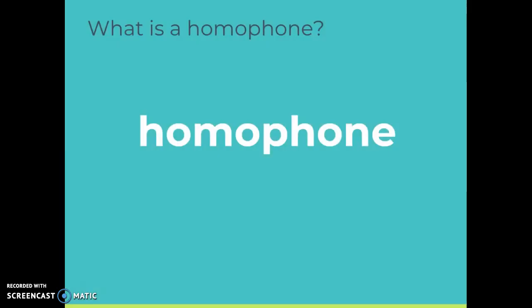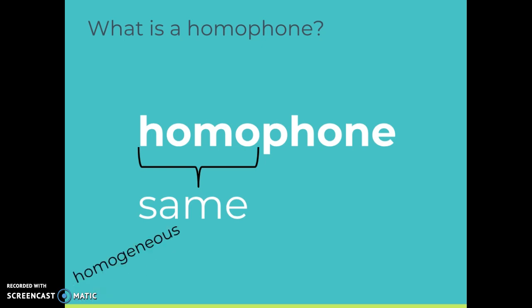A potentially helpful strategy when you come across a word you don't know is to break it down into parts. Many words in English come from Greek or Latin roots. For example, homo, the first part of homophone, comes from the Greek root homo, which means same. You see this root in other words of the English language, like homogeneous, which means of the same kind.